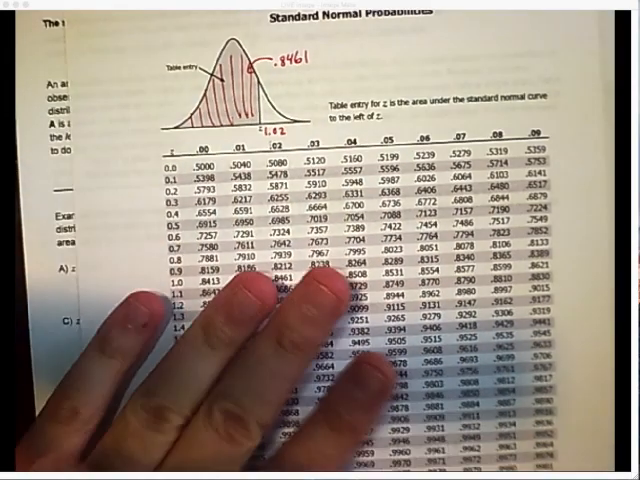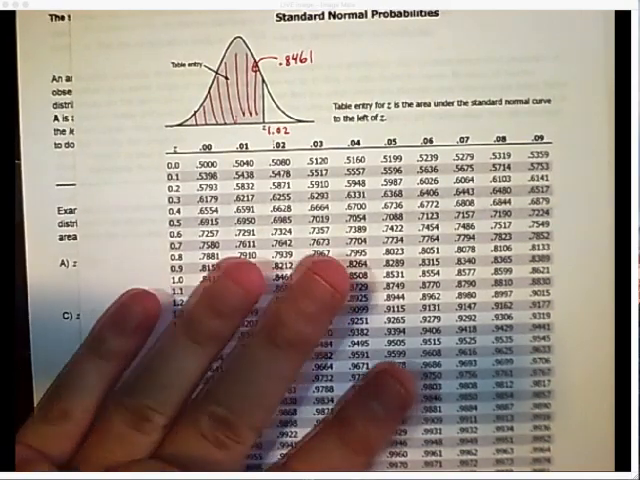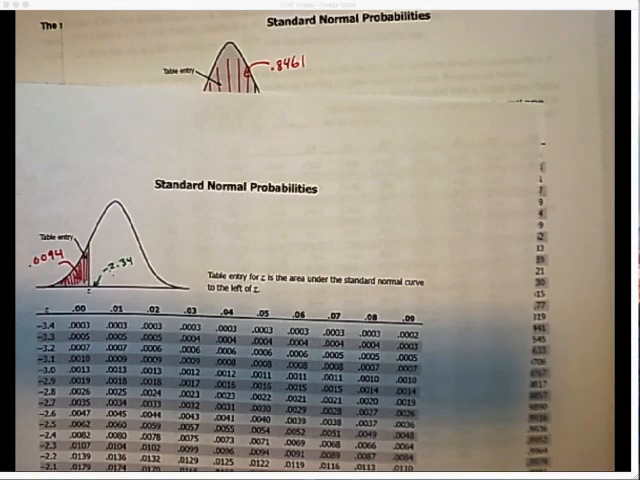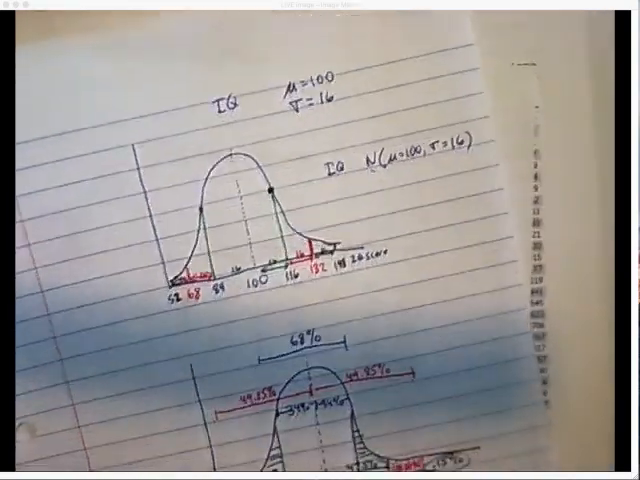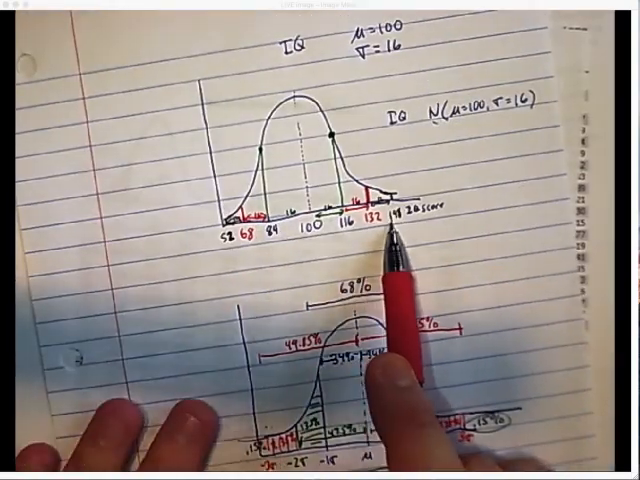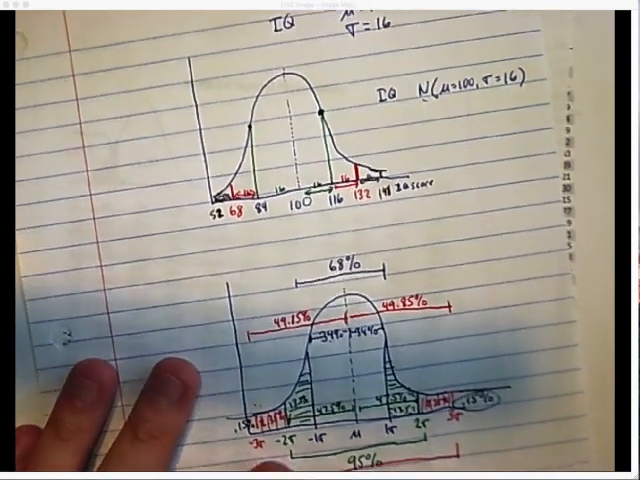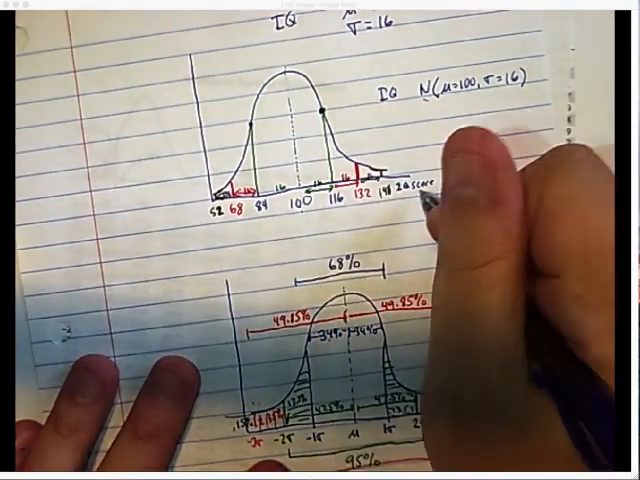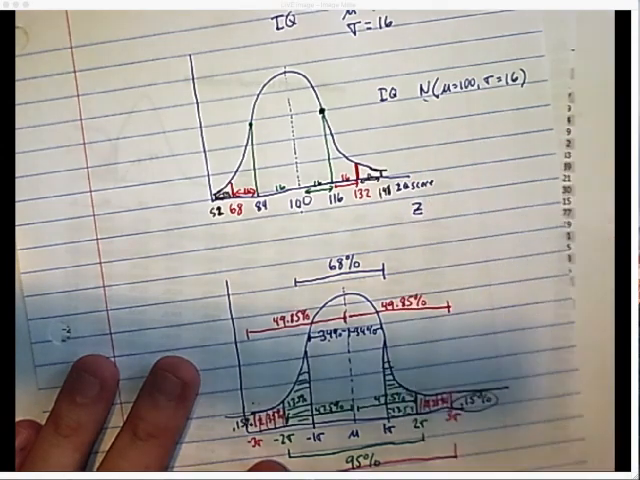So these tables are beneficial. But to be able to use these tables, you have to turn a normal distribution into a standard normal distribution. So you would have to know that, if these are the IQ scores, what are the z-scores?